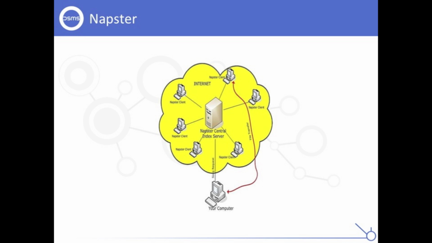In the picture, we can see how Napster works. First, a computer starts a search and the central index server matches up the request with some computer. Then, the computer with the required files sends it directly to the computer that was looking for it.